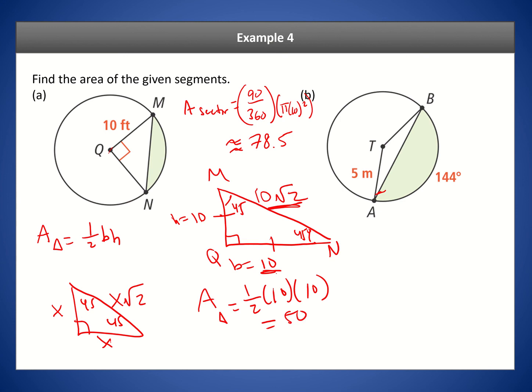So then subtract those two areas. The area of the segment is 78.5 minus 50, which is 28.5. All right, so we're going to go ahead and erase all of this for the next problem.